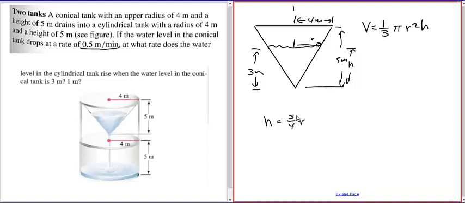You can check it by plugging in values. When R equals 0, H should be 0 too, because it goes to this point. And at the top, when R equals 4, H has to be 5. So 4 times 5/4 is 5. That proves that it's correct.